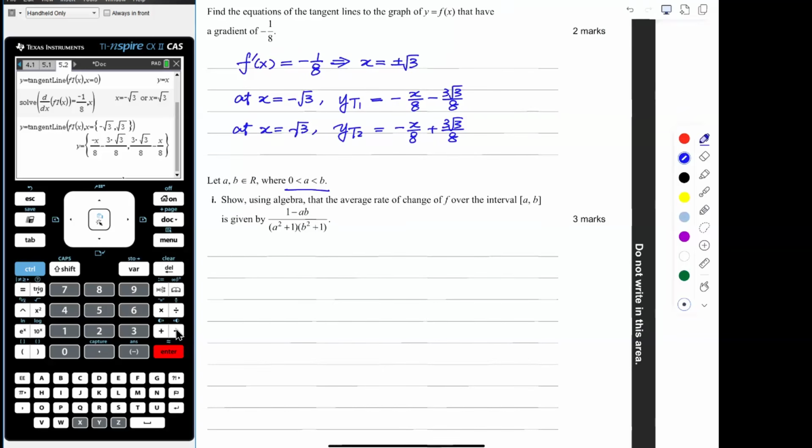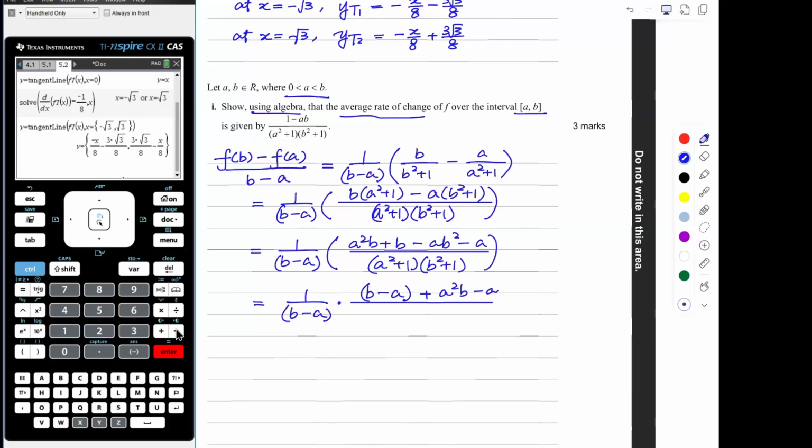Okay? The next thing is my target is to cancel out the b minus a because the final expression doesn't have one. So 1 over b minus a, let me write it here, multiplied by, I'll write a(b minus a) first. Then it's actually plus a squared b minus ab squared. Okay, that's another part.